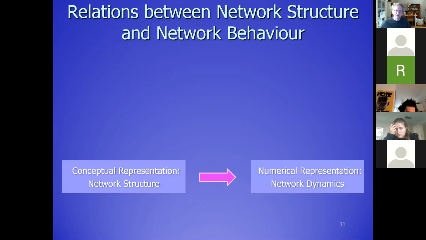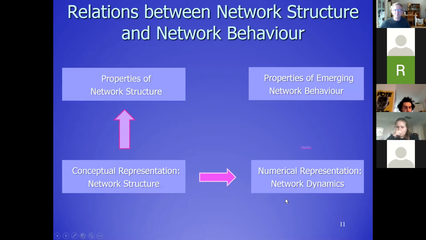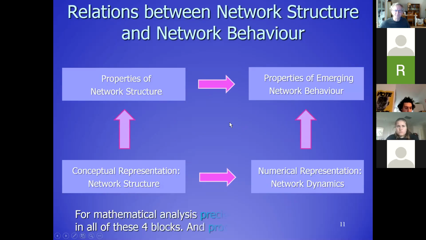So what we do now is to have a number of properties of the network structure. This is the conceptual representation, like in the role matrices, for example. This is then the numerical representation in terms of the difference equation. But then you can look for properties of the network structure and properties of the behavior that relate to these basic things, and then see whether there is some relation that these properties of the network structure entail or imply in a certain way the properties of emerging network behavior. That is what we look for mainly in this lecture.